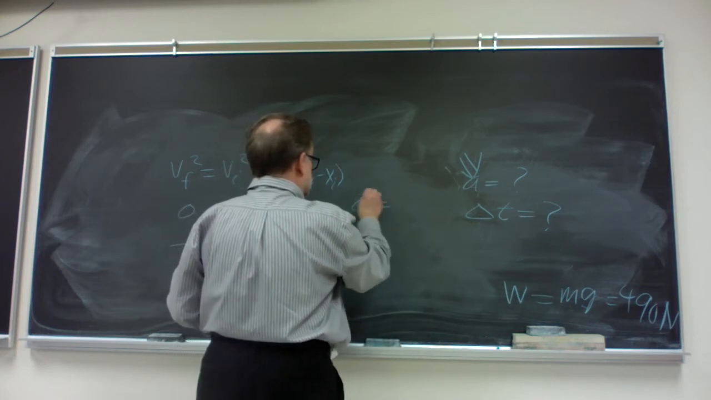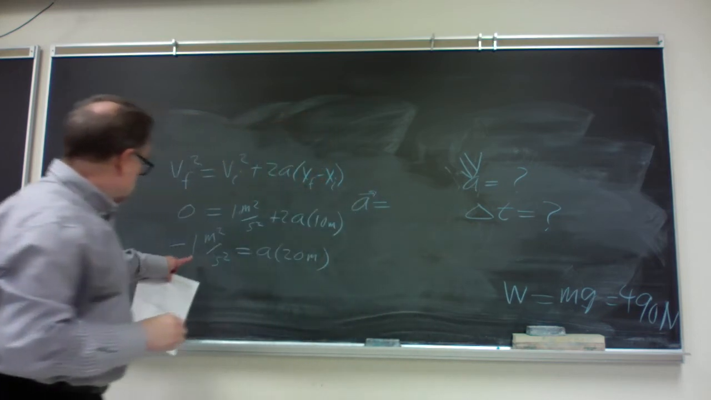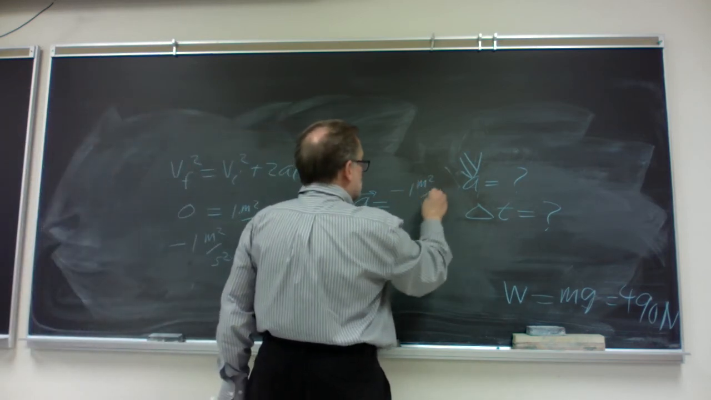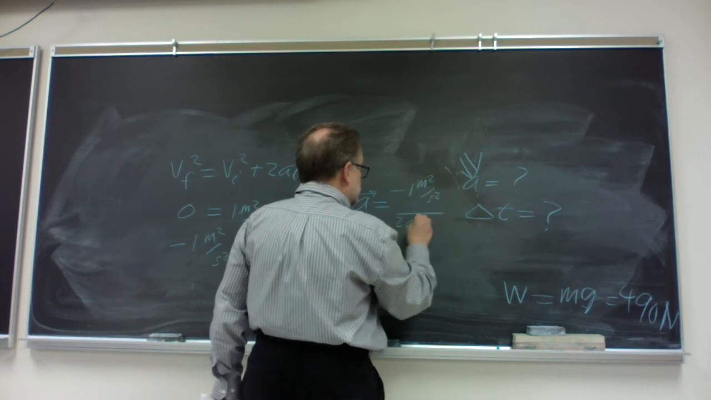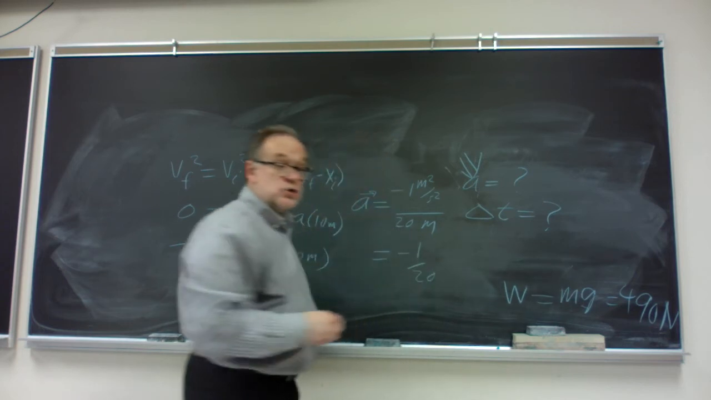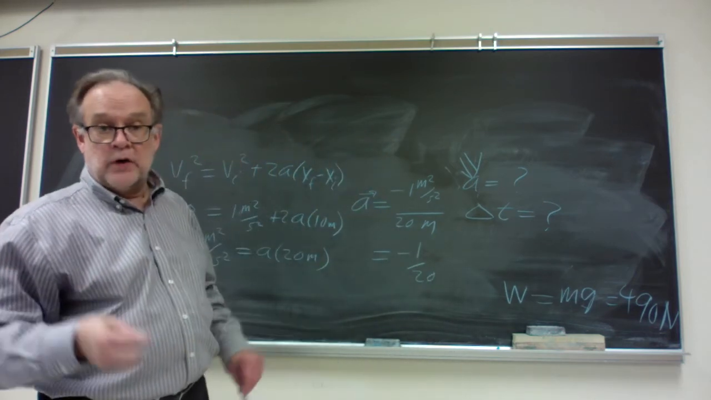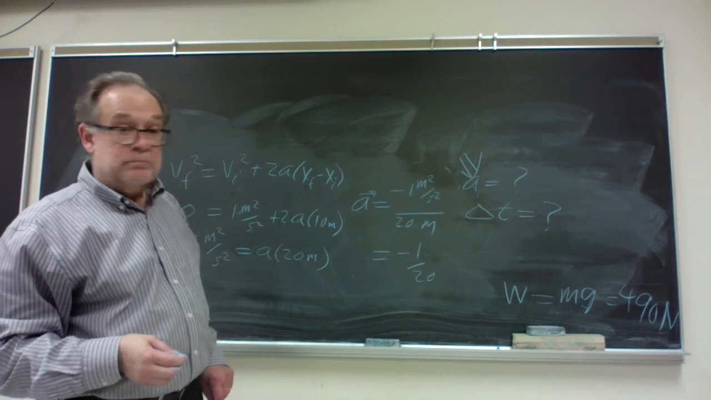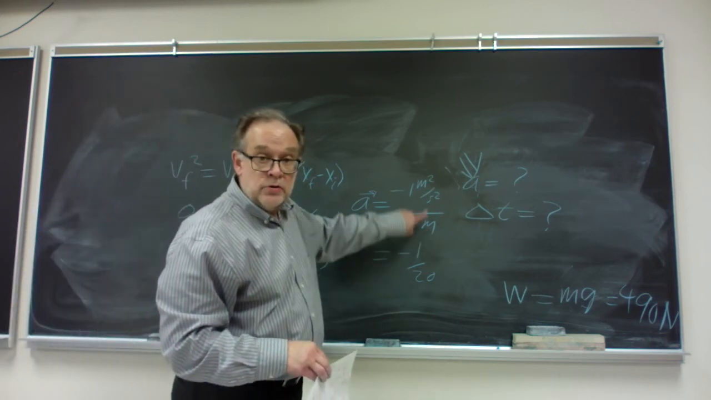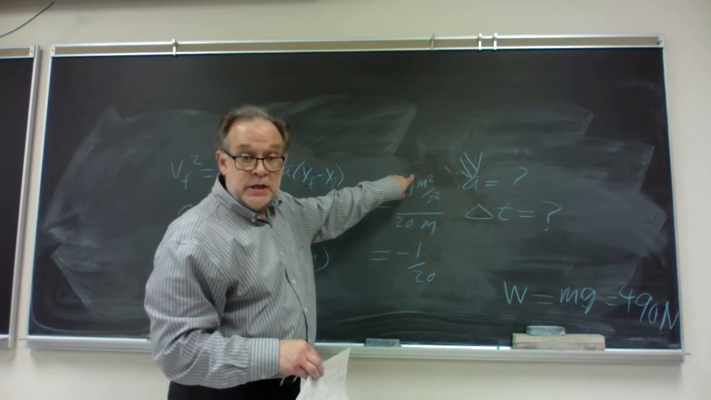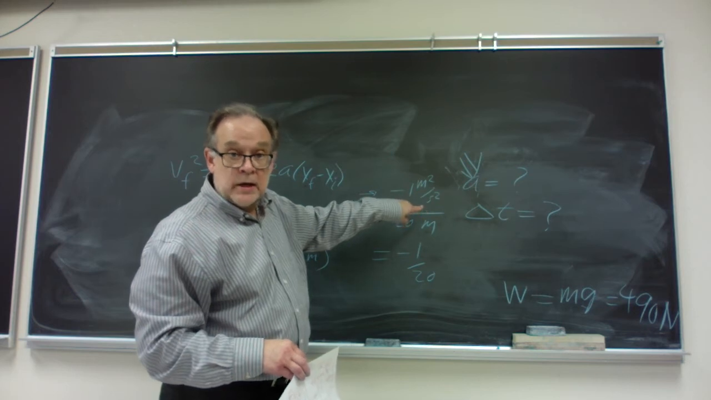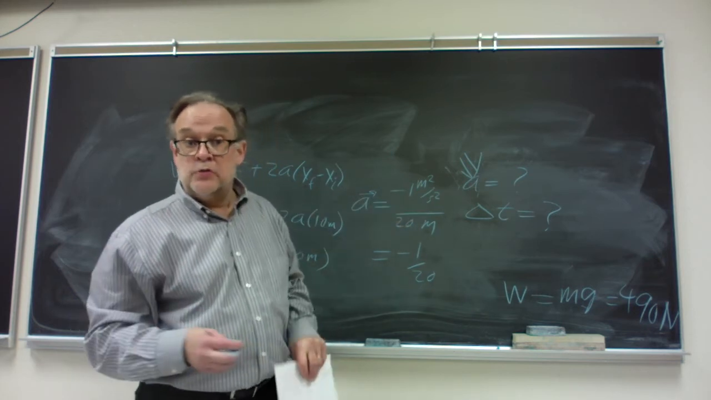So the acceleration is minus 1 meters squared per second squared divided by 20 meters. So that's minus 1/20th, or 0.05 if you prefer, meters per second per second. Right? This unit of meters cancels out one of the units here, so we're left just with units of meters per second per second, just exactly what you should get for an acceleration.